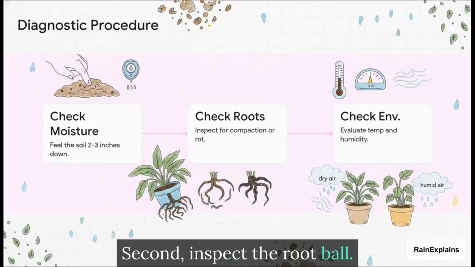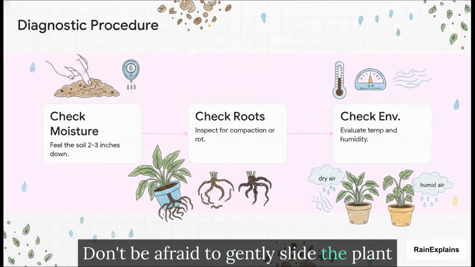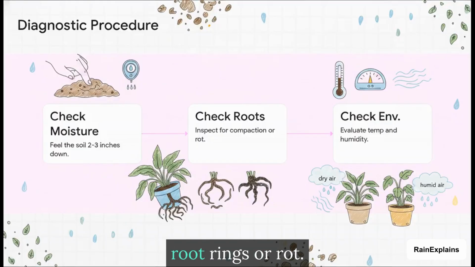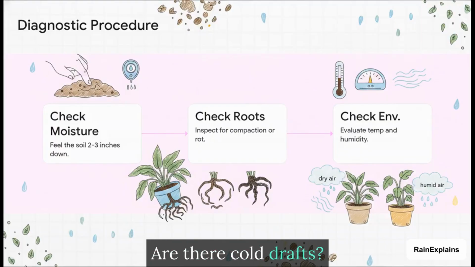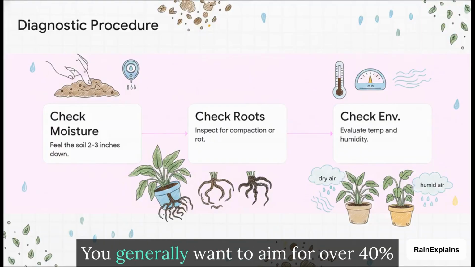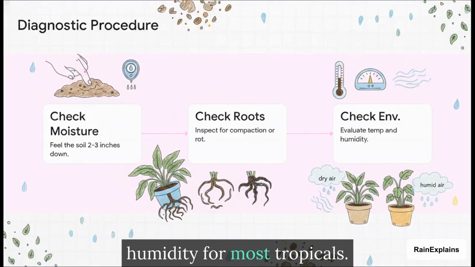Second, inspect the root ball. Don't be afraid to gently slide the plant out of its pot to check for compaction, root rings, or rot. And third, check your room's environment. Are there cold drafts? Is the humidity too low? You generally want to aim for over 40% humidity for most tropicals.